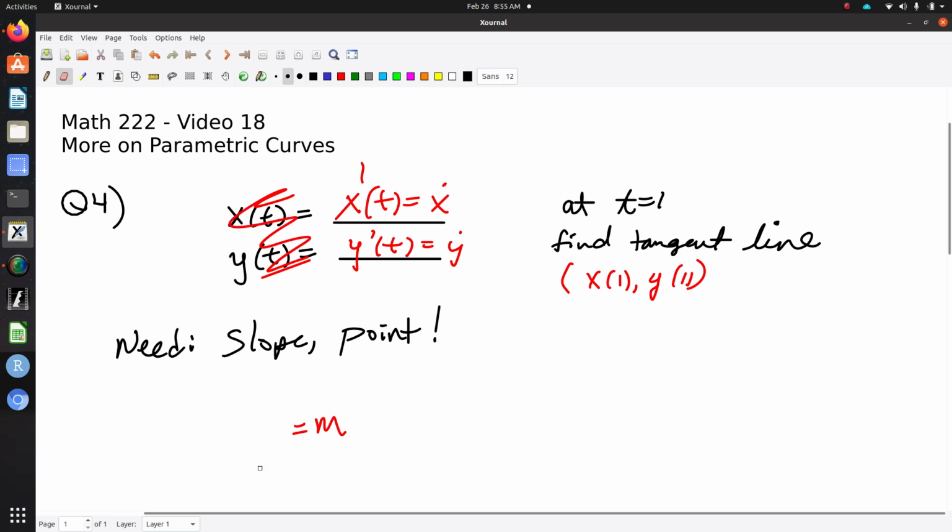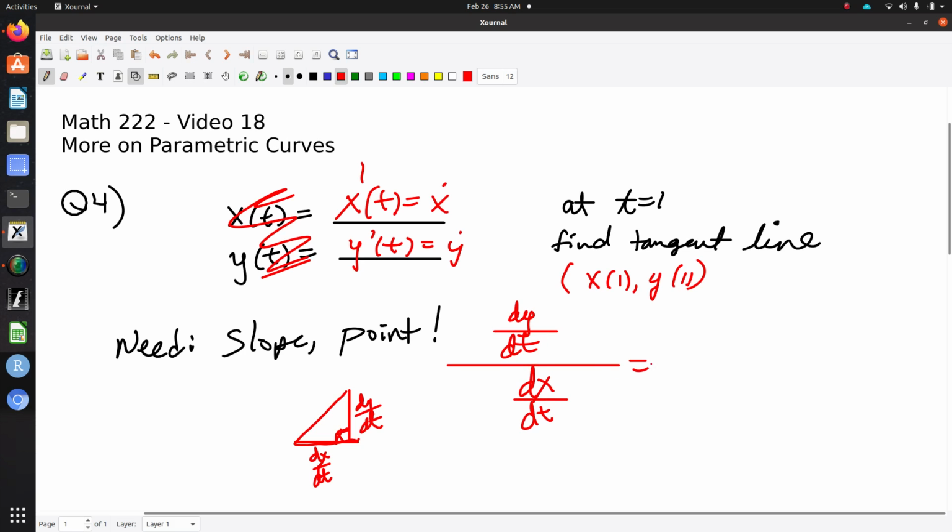Then think about what's happening on a microscopic scale. Okay, so this piece is going to be dx dt, and this is dy dt, and for a specific time slice you get yourself a triangle. So what happens when you say dx over dt is one piece you have, and you have dy over dt? Wouldn't it be great if we could just divide these?